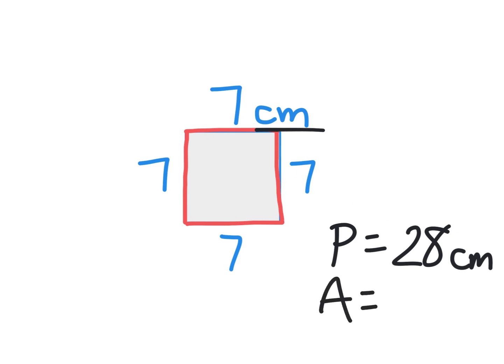The area, however, we have to do how tall it is by how wide it is, or 7 times 7, and that gives us our area, or the inside, 49 centimeters squared. So inside this square are 49 little squares showing the area. So perimeter outside, add, area inside, multiply.